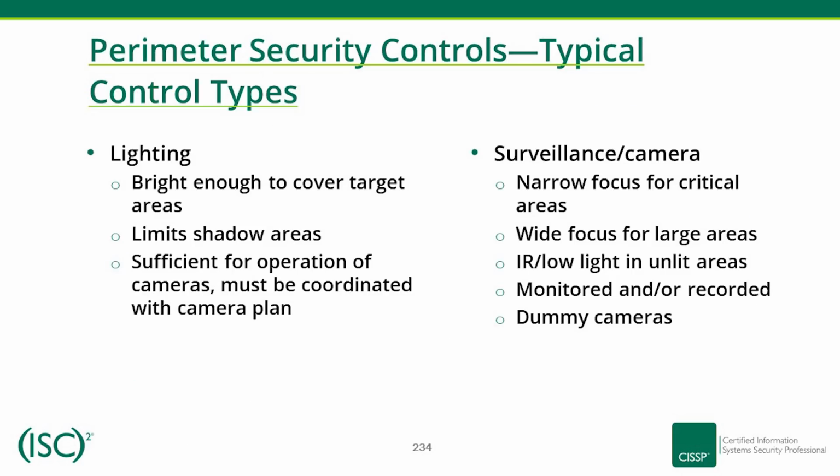Perimeter security controls, typical control types. Lighting: bright enough to cover target areas, limits shadow areas, sufficient for operation of cameras, and must be coordinated with the camera plan. Surveillance/camera: narrow focus for critical areas, wide focus for large areas, IR/low light in unlit areas. Monitored and/or recorded. Dummy cameras.